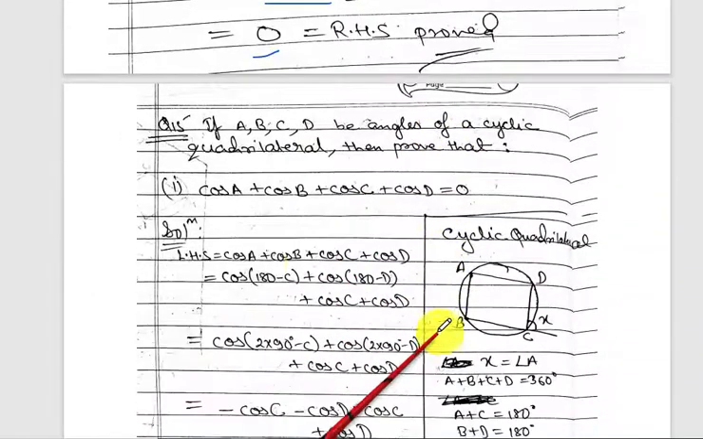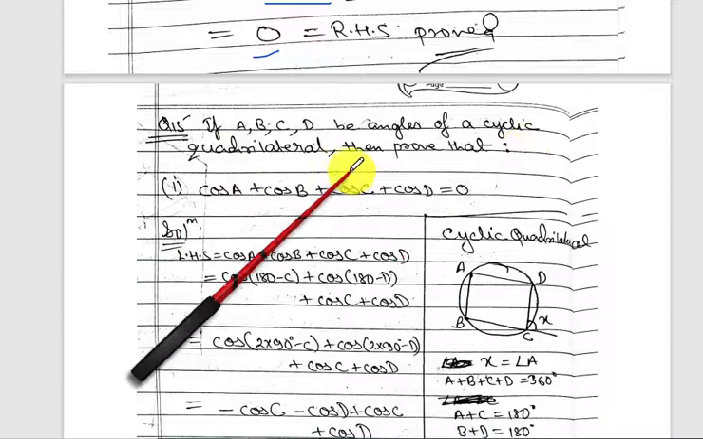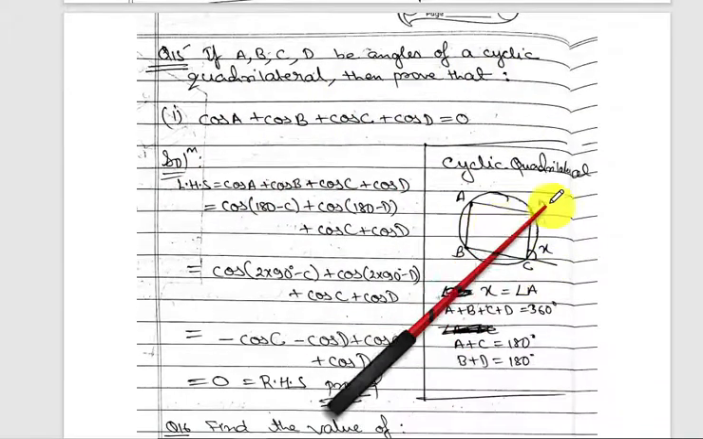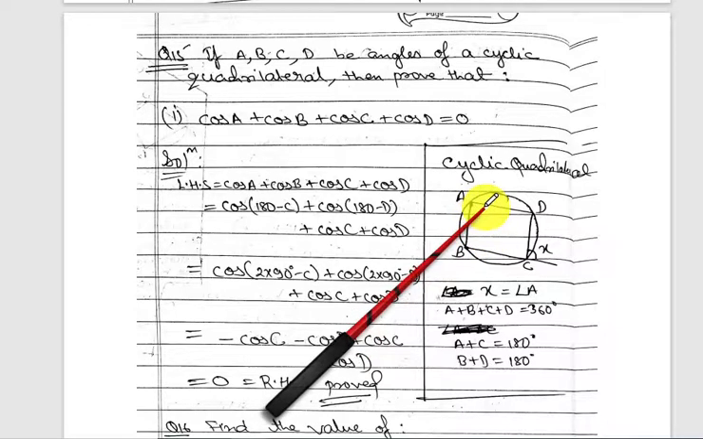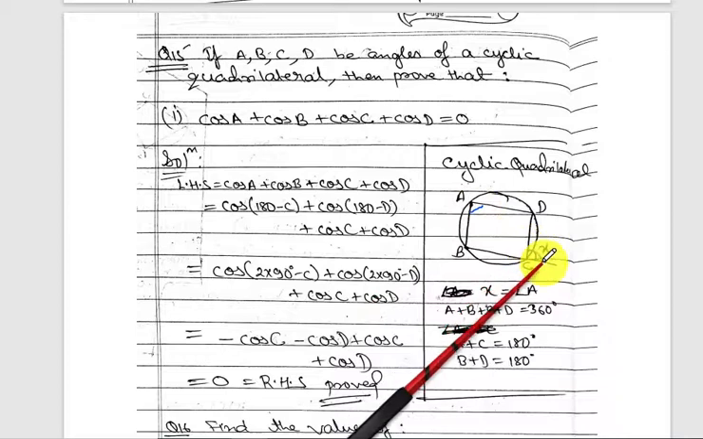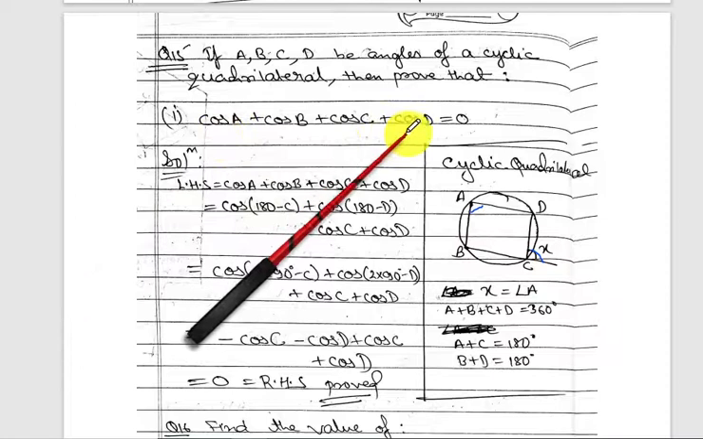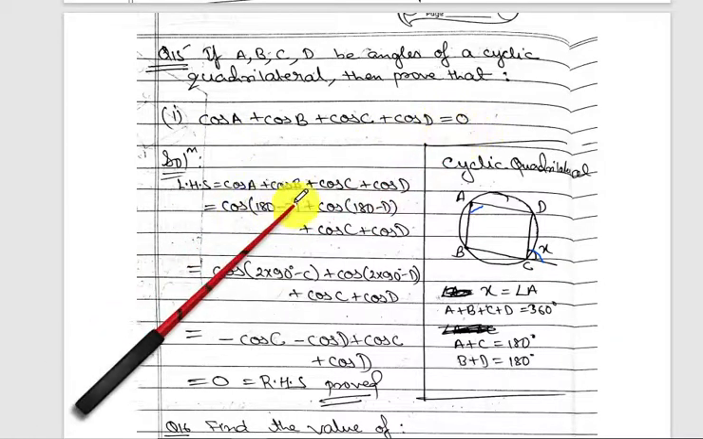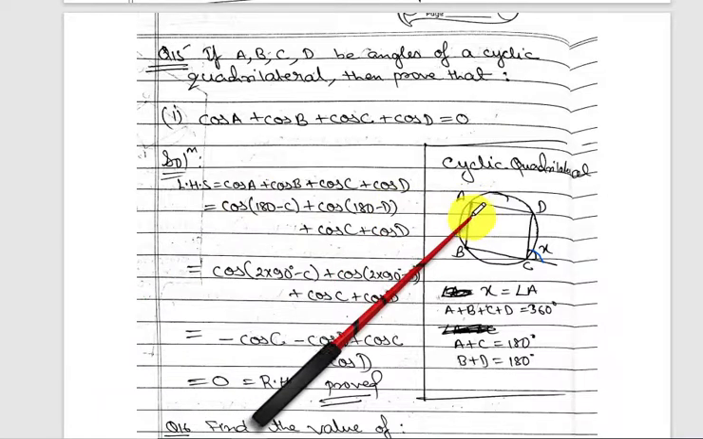Next is question number 15. A, B, C, D be the angles of a cyclic quadrilateral. Then prove that. Cyclic quadrilateral means a quadrilateral whose vertices are on a circle. Okay. So in that case, opposite angles are supplementary. Okay. So here we have got cos A plus cos B plus cos C plus cos D equal to 0 we have to show.